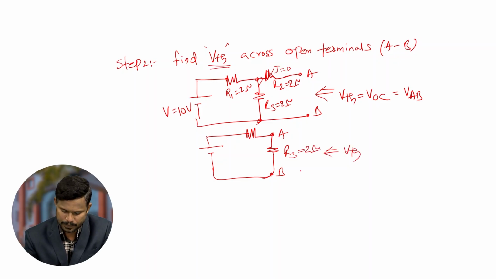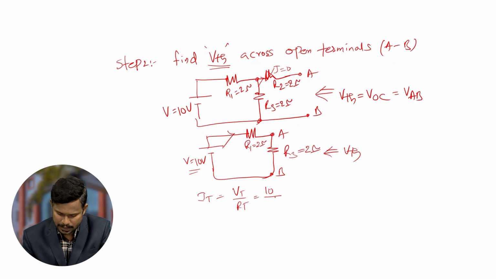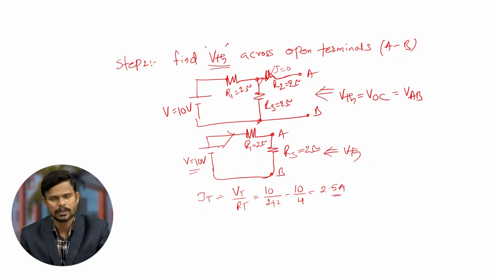And this R3 resistor is 2 ohms. Now VTH, and V equal to 10 volts. First you calculate the total current. R1 is 2 ohms and R3 also 2 ohms. Total current is V total by R total. V total is 10 volts, the given voltage, and these two resistors are connected in series. So R total is 2 plus 2, so 10 by 4. The current is 2.5 amperes. Total current is 2.5 ampere flowing through the given circuit.